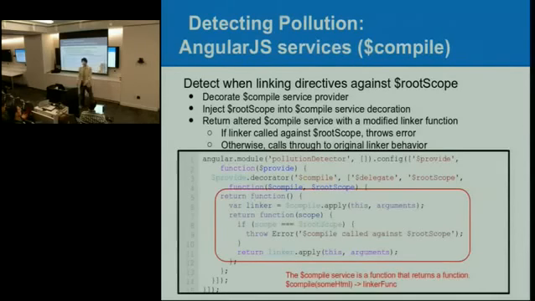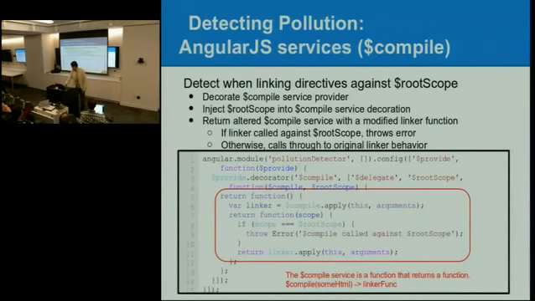Now, the compile service returns a function. That function, in turn, is the linker. In other words, the compile service is a function that returns a function. The arguments to the compile service are a piece of HTML or a DOM element or a jQuery wrapper to a DOM element that will get compiled, tested for directives and so on and so forth. What it then returns is a linker, which is itself a function that takes as an argument a scope.